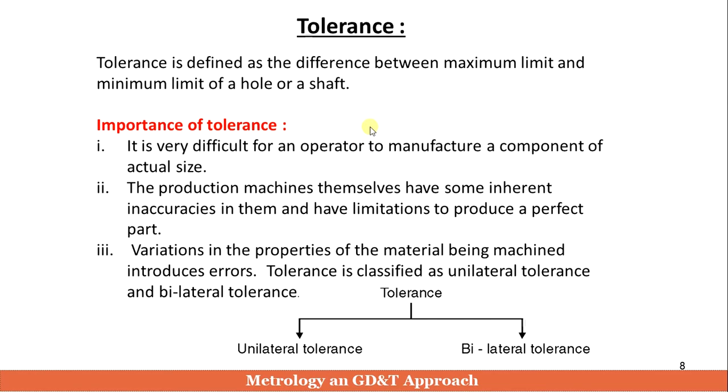Now, regarding tolerance, it is very difficult for an operator to manufacture a component at an actual size. The production machines themselves have some inherent inaccuracies and limitations in producing a perfect part. Likewise, variation in the properties of the material being machined introduces errors. To compensate for those errors, we provide tolerances, and the basic tolerances are classified as unilateral and bilateral tolerance.